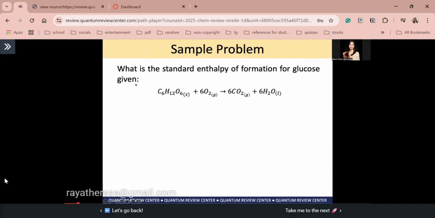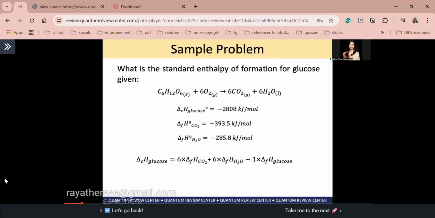Now, let's try to answer: what is the standard enthalpy of formation for glucose? Given glucose plus oxygen forms carbon dioxide and water. So, in this reaction, guys, let's determine the standard enthalpy of formation using the properties of enthalpy. Here, we are given the enthalpy of combustion for glucose, which is equal to negative 2808 kilojoules per mole. The enthalpy of formation for CO2 is negative 393.5 kilojoules per mole. And lastly, the enthalpy of formation for water is negative 285.8 kilojoules per mole.